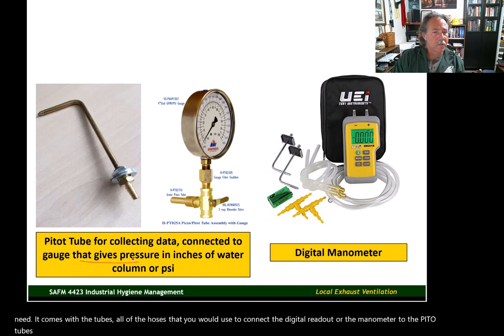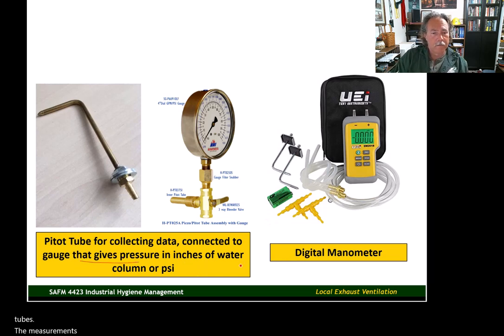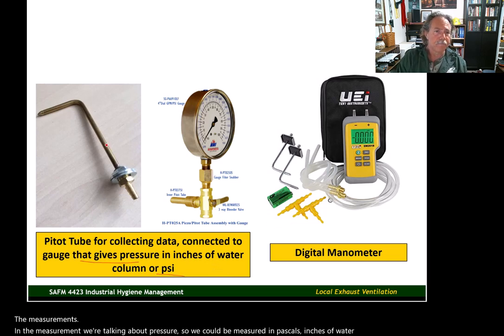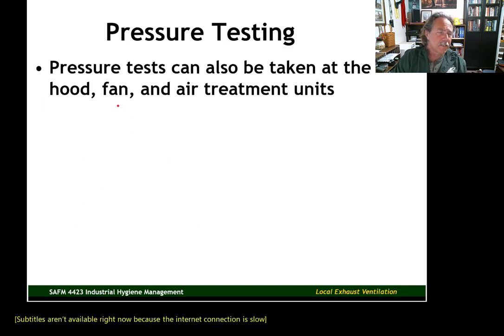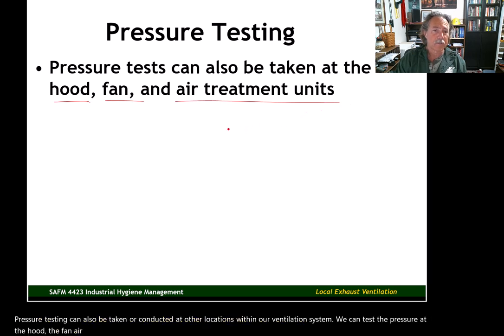In the measurement, we're talking about pressure, so we could be measuring pascals, inches of water column, or even pounds per square inch, depending on whichever units we prefer to use. Now, pressure testing can also be taken or conducted at other locations within our ventilation system. We can test the pressure at the hood, the fan, air treatment units perhaps.